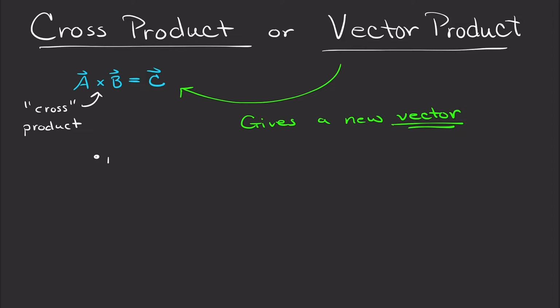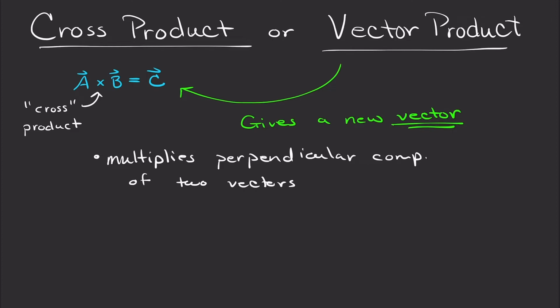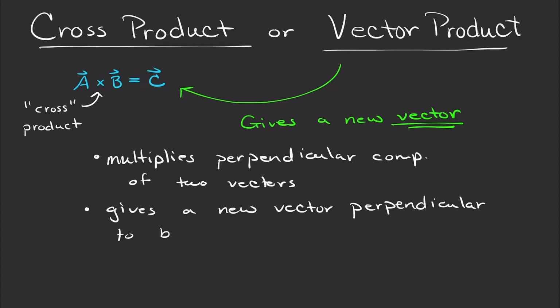And so what the cross product does is it multiplies perpendicular components of the two vectors. So perpendicular components of two vectors. And then it gives a new vector that is perpendicular to both of the original vectors. Okay, to both of them. So the first two vectors, you can think of them as lying in a plane. And then the new vector from your cross product is perpendicular to that plane. And the direction of this new vector is given by a right-hand rule.